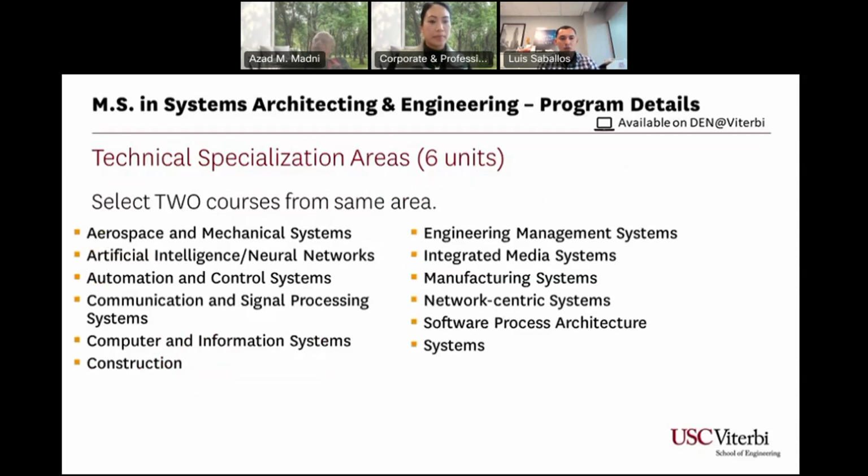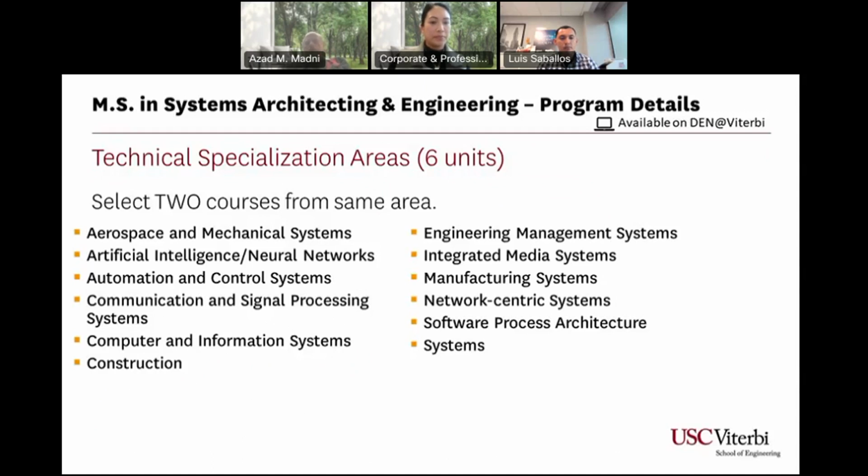So then we have what's called the technical specialization area. The whole idea here is, yes, you are taking a master's degree in systems architecting and engineering, but systems architecting and engineering applies in a variety of domains. And here are some of the domains that you see: aerospace and mechanical system, AI and neural networks, automation and control systems, communication and signals processing, computer information systems, construction, and so on. Like energy management systems and manufacturing systems and so on.